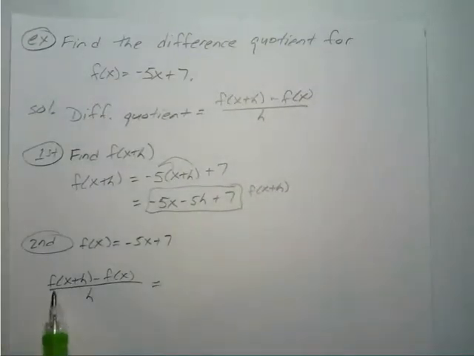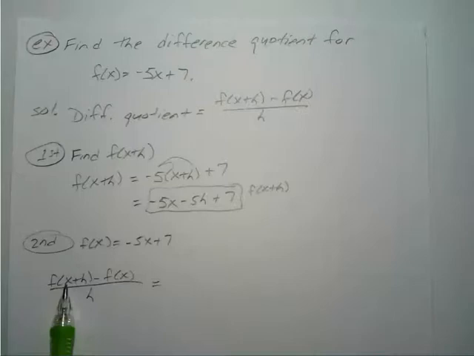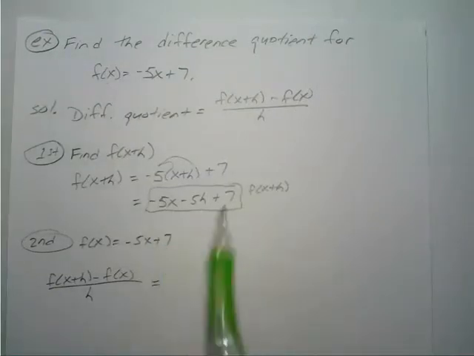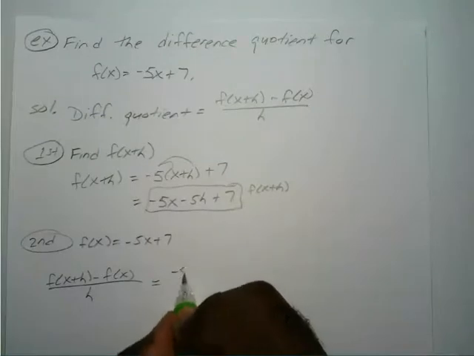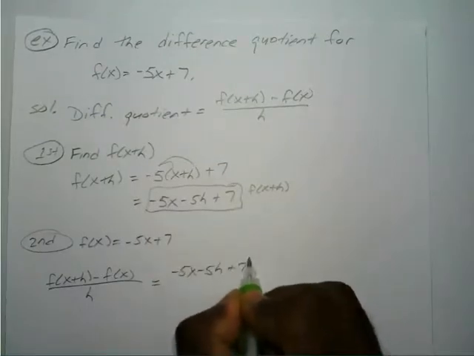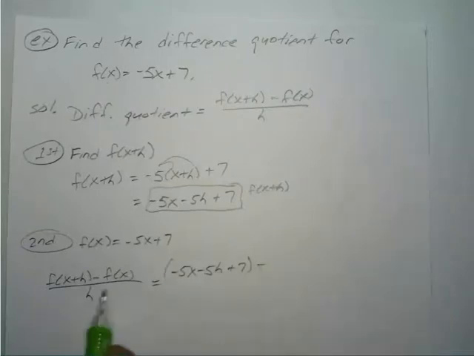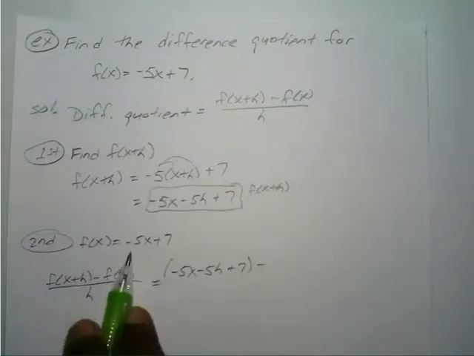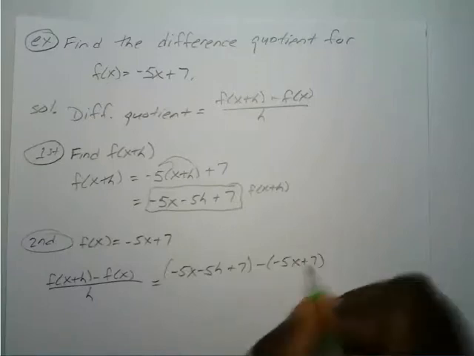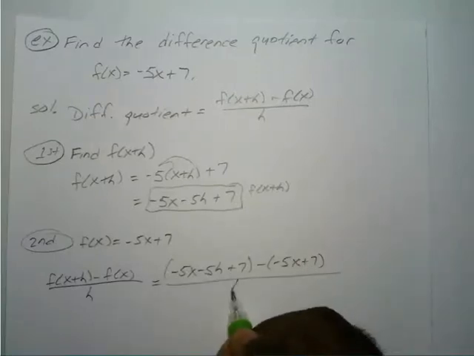It's just going to equal, if we replace f of x plus h, remember that's negative 5x minus 5h plus 7. So negative 5x minus 5h plus 7 minus f of x, which is just negative 5x plus 7, all over h.